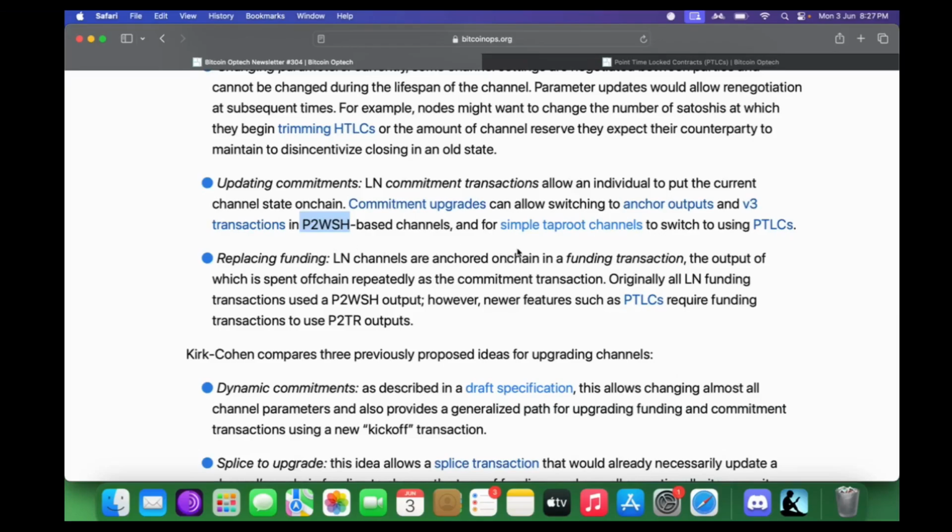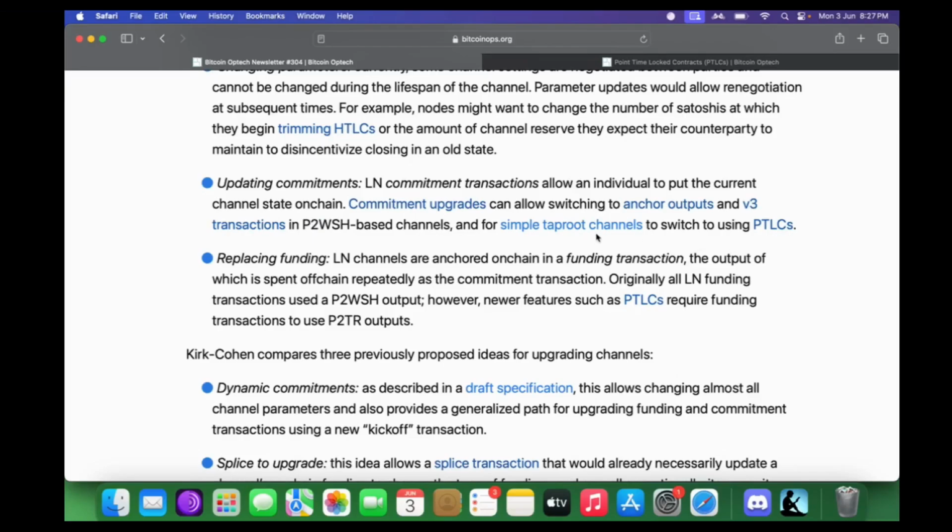But there is also testing being done with P2TR. So you can also have a funding transaction or a commitment transaction which is P2TR. I'm not sure if any wallet is implementing that right now, but it's being tested and worked on. With that, instead of HTLCs on a P2TR transaction, you can use PTLCs.